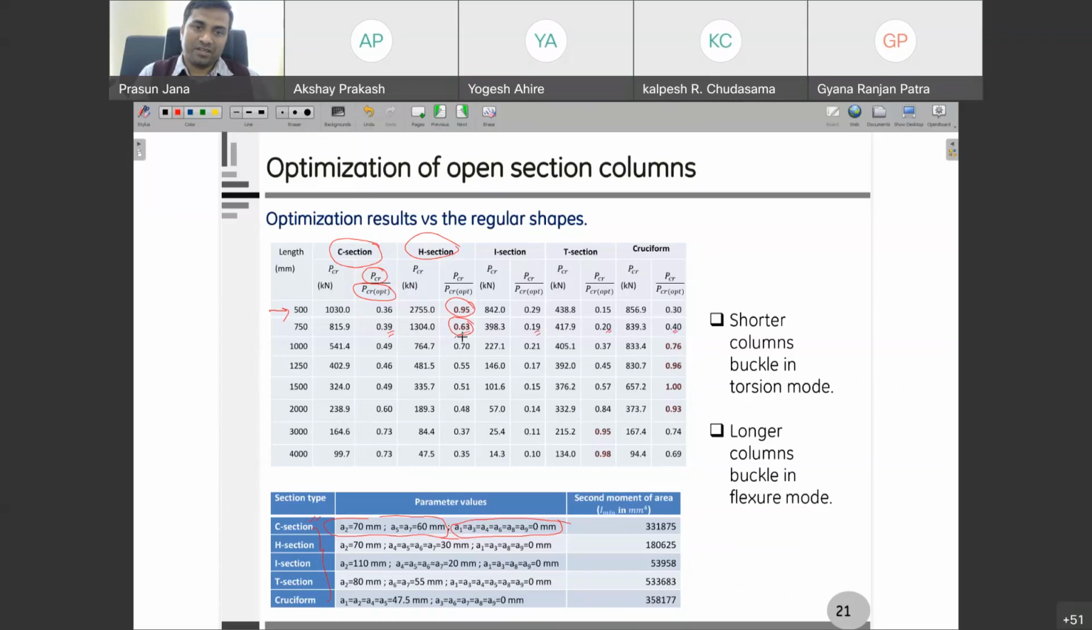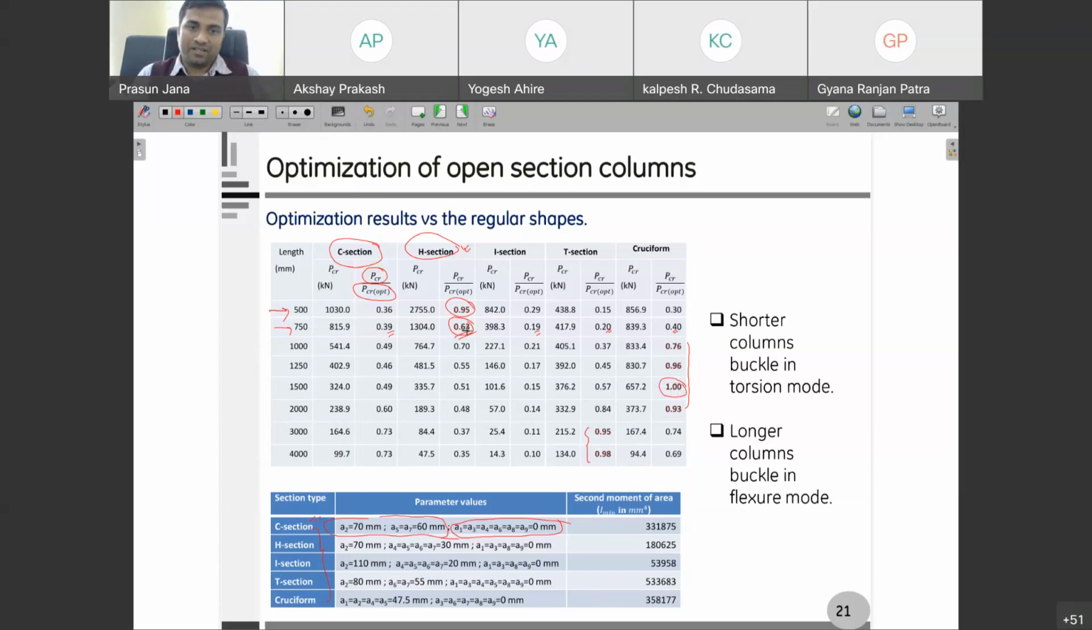So maximum we are getting here. The bold sign is given to the maximum value. You can see the maximum for the first two cases was the H section. And then in the middle, cruciform is kind of better for this middle length. And then T sections is giving the highest one. But you can see at maximum we can go up to 0.95. And here cruciform was the optimal, so that's why it is 1.